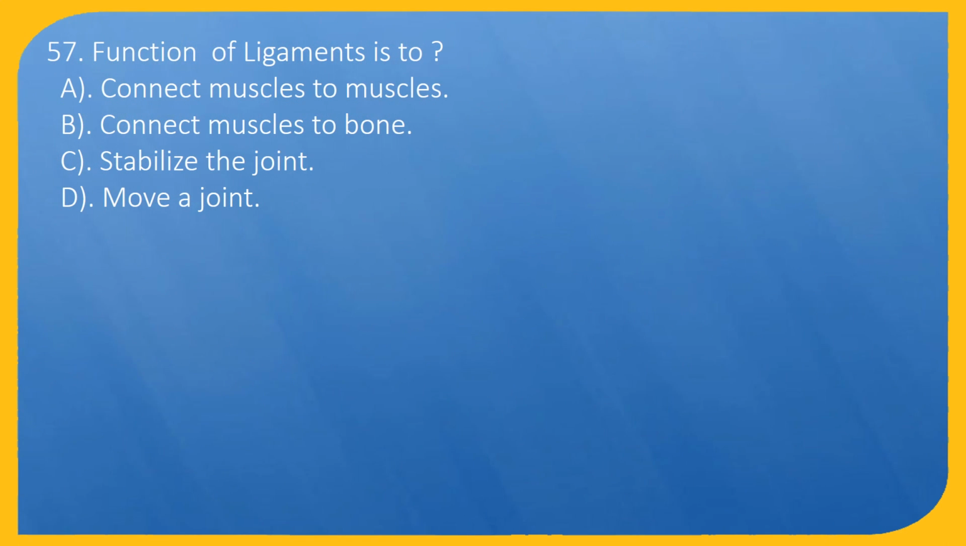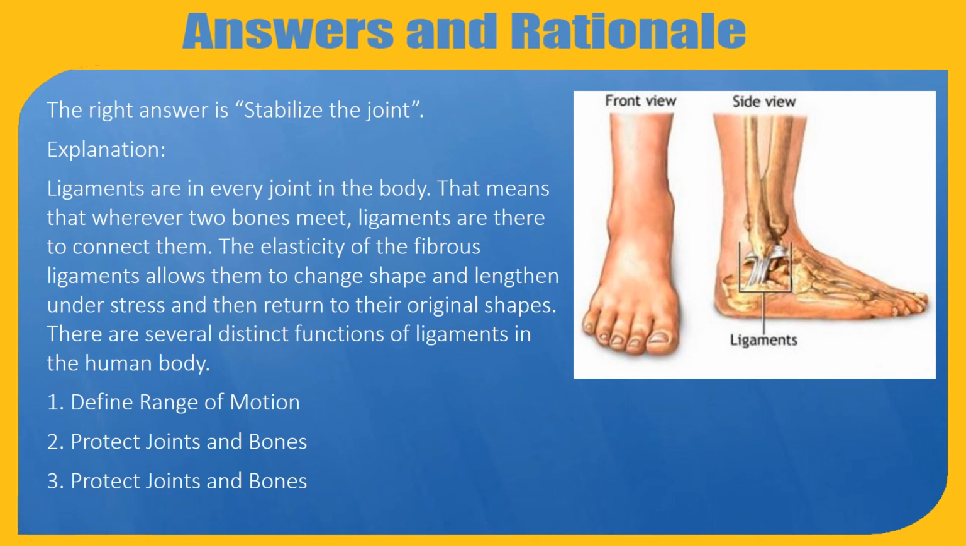Question 57. Function of ligaments is to A. Connect muscles to muscles. B. Connect muscles to bone. C. Stabilize the joint. D. Move a joint. The right answer is stabilize the joint.